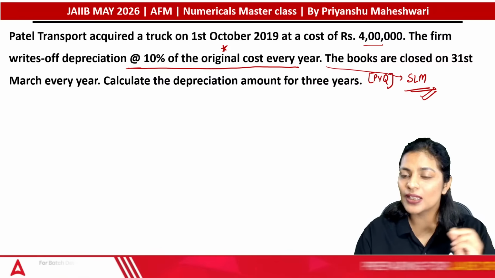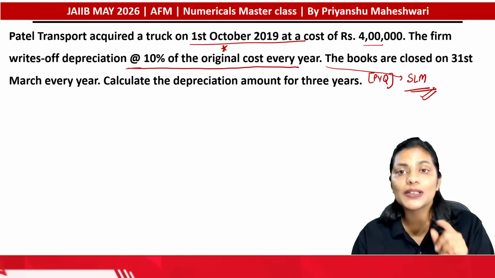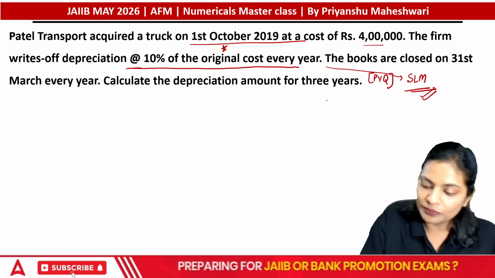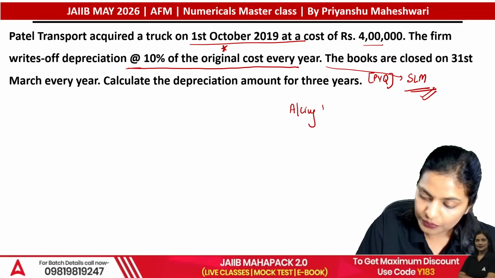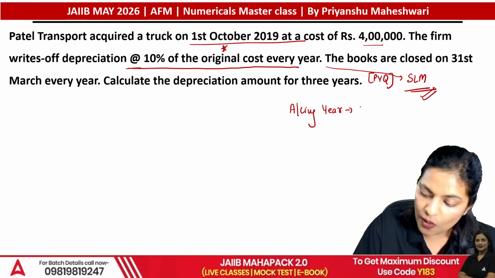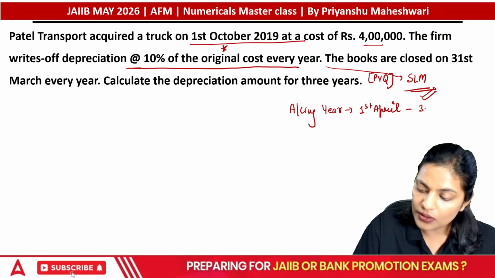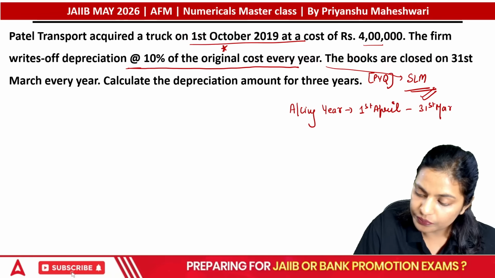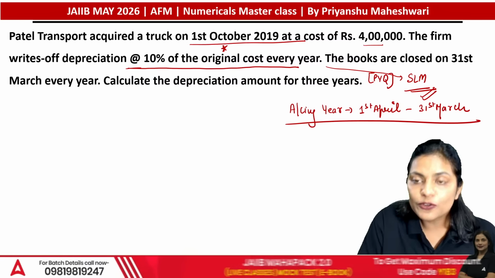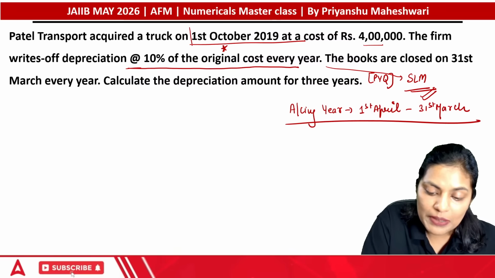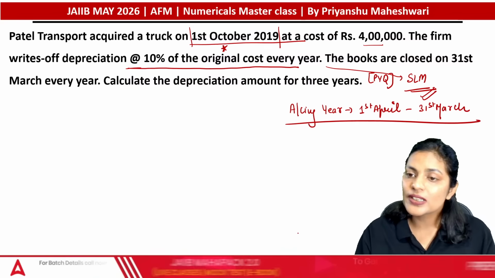That is where numericals can be tricky, they can change the date. For example, this truck was acquired on 1st October. Our accounting year starts from 1st of April and ends on 31st March, right? That's our accounting year, so we have to be cautious about it. It was bought in the middle of the year, so the depreciation will be how much? Only for 6 months.